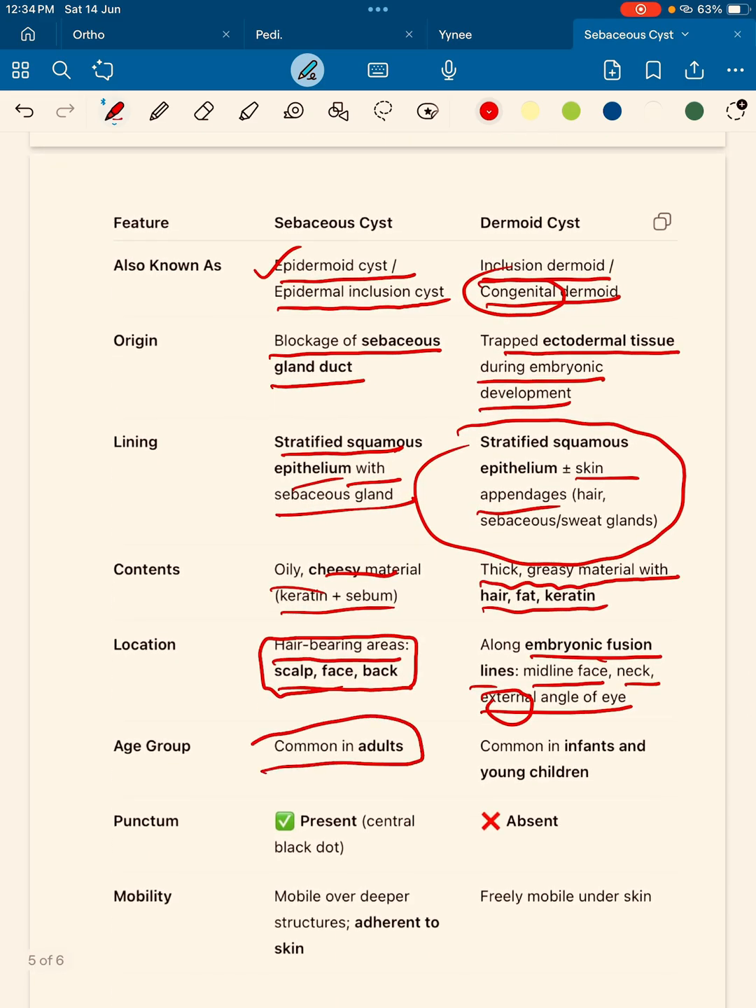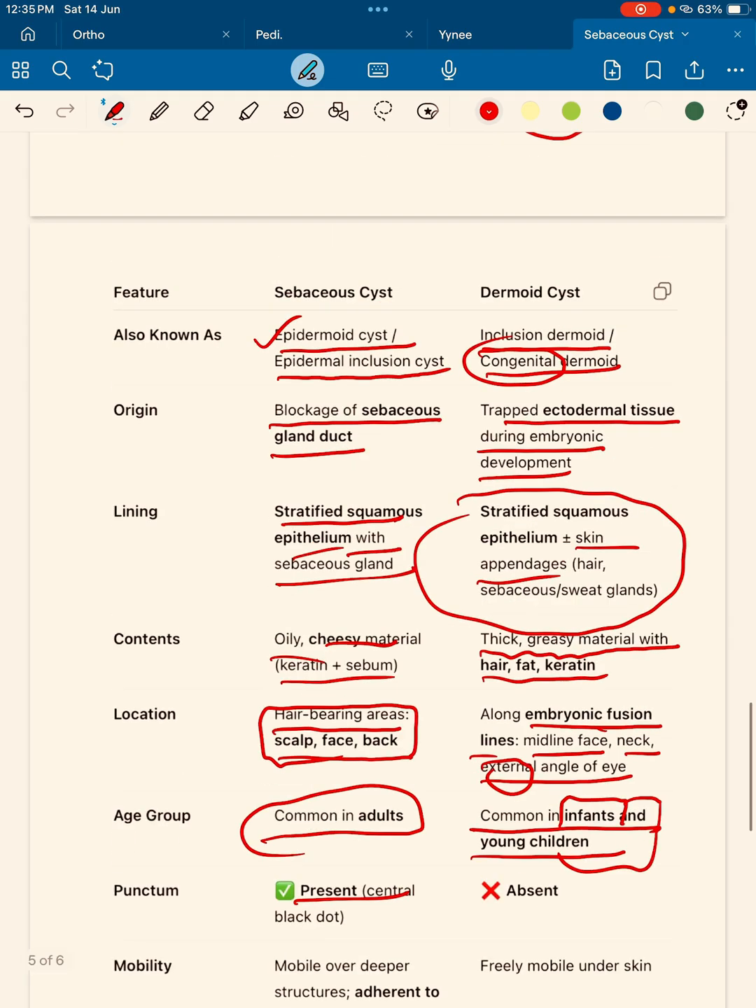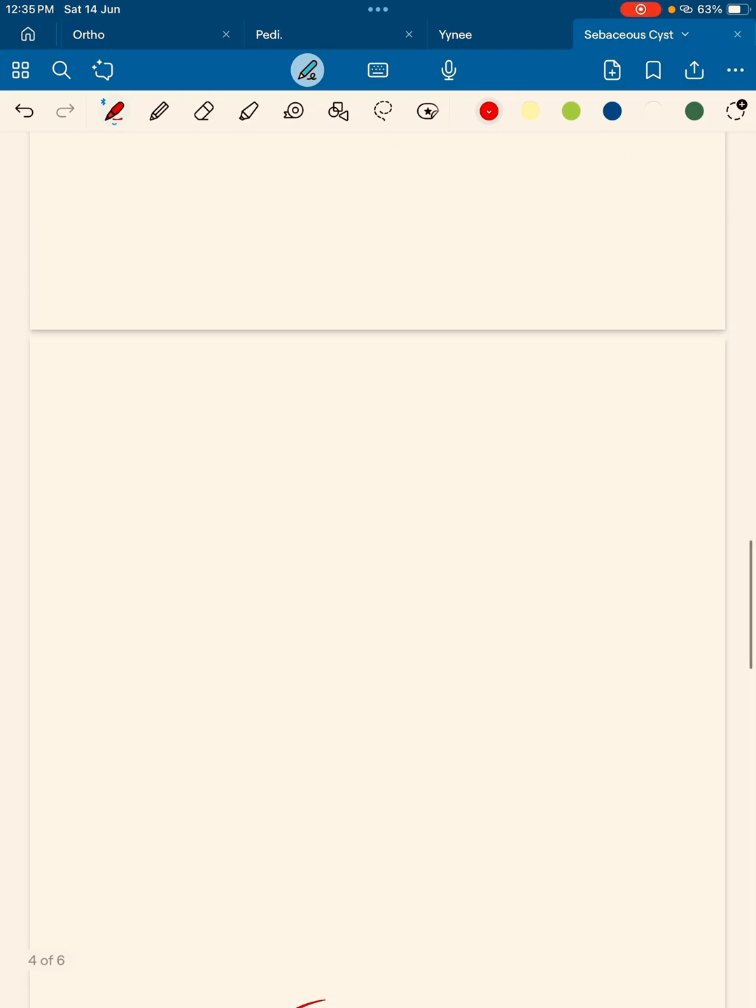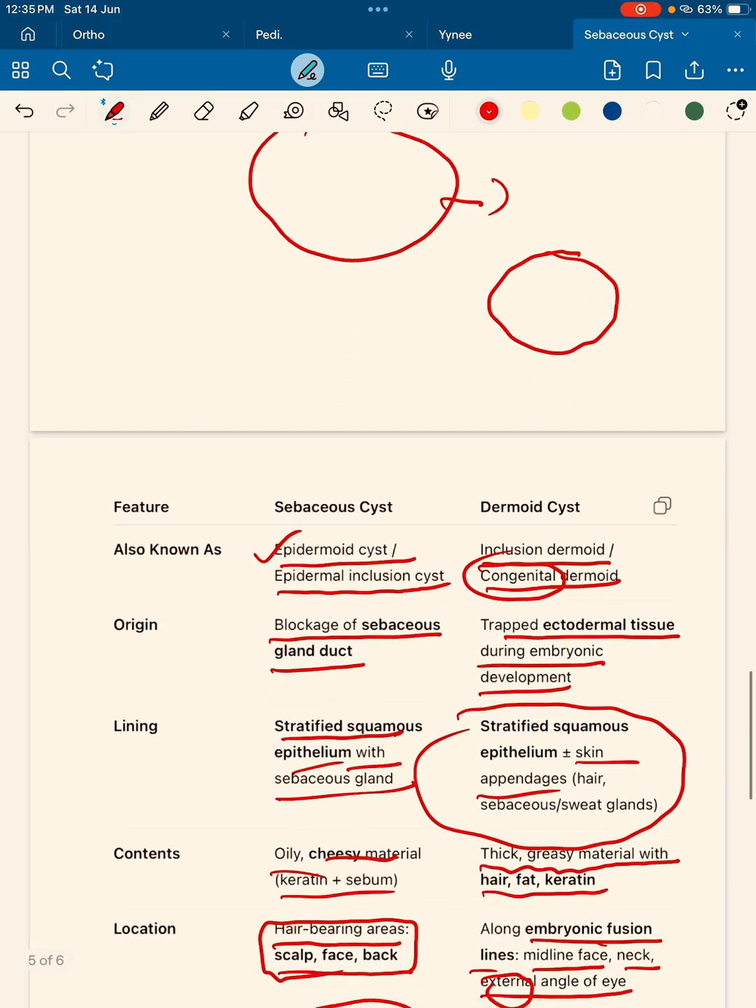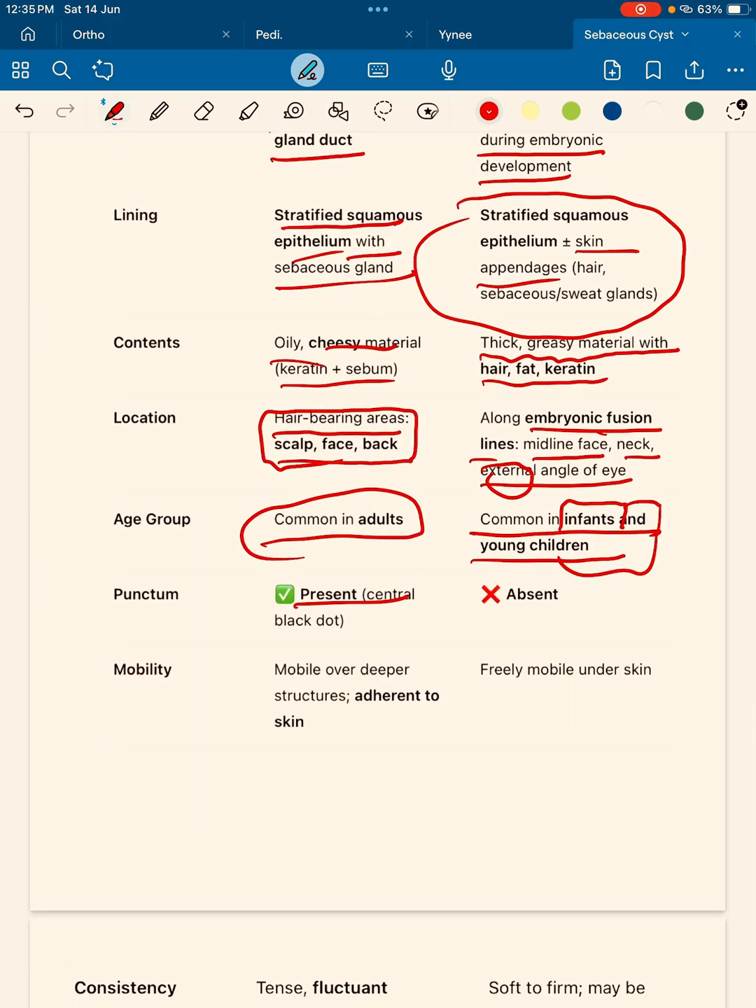Age group: sebaceous cyst is common in adults and dermoid cyst is common in infants and young children. You know that it is a congenital cyst, so it is mainly seen in infants. Punctum present, it's a great criterion. The sebaceous cyst has a punctum, and the dermoid cyst has no punctum. And mobility: movable over deeper structure, adherent to skin.